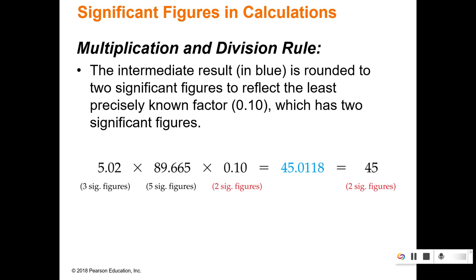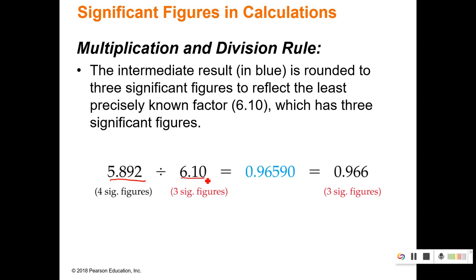It's okay. What you need to do is count: 3 sig figs, 5 sig figs, 2 sig figs. That means I'm only keeping 2 because that's the least number of sig figs in my problem. So these are the ones I'm keeping. This 0 keeps it the same. 45 is our answer.